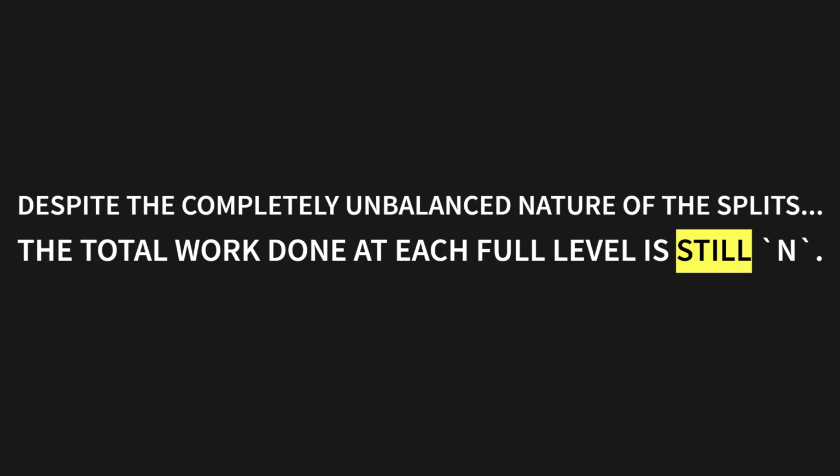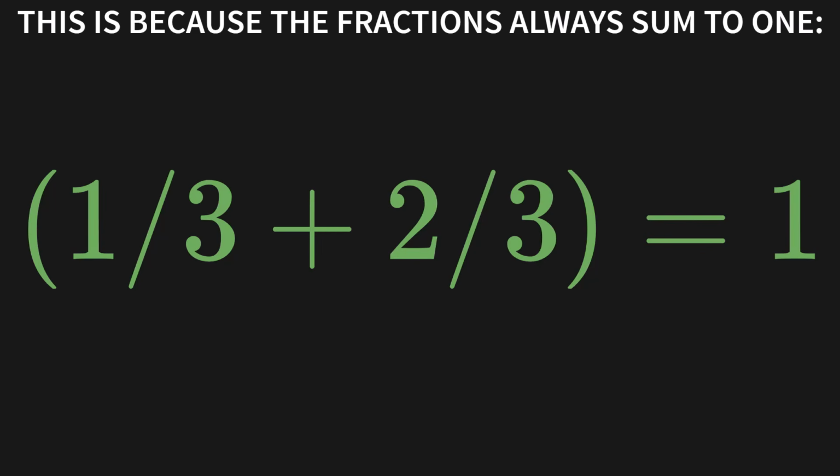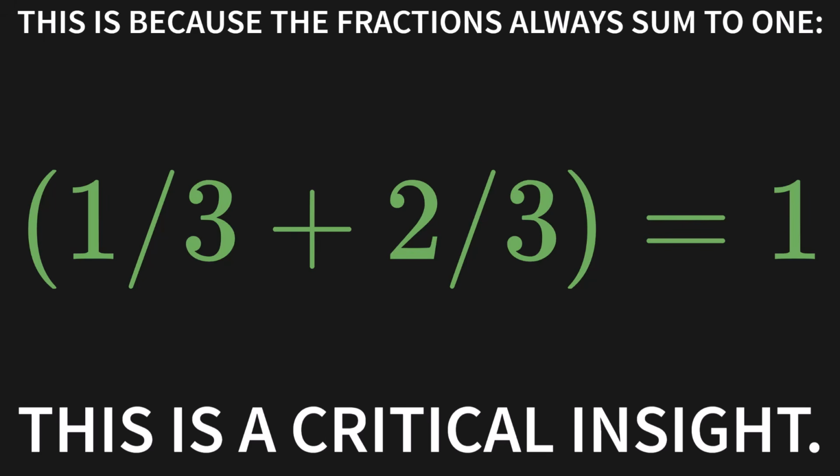Despite the completely unbalanced nature of the splits, the total work done at each full level is still n. How is this possible? It's because the fractions always sum to 1. 1/3 plus 2/3 equals 1. This is a critical insight. Alright, on to step 3.